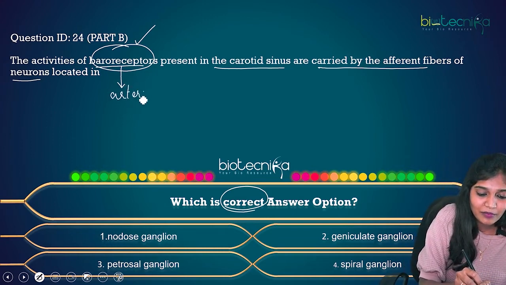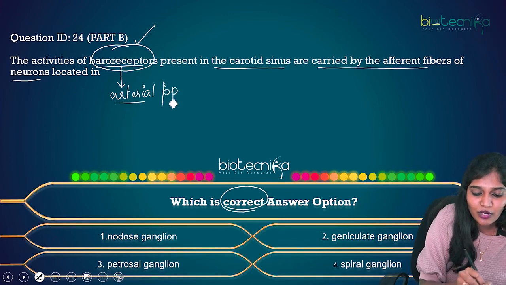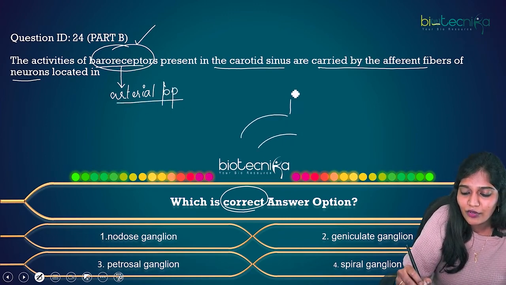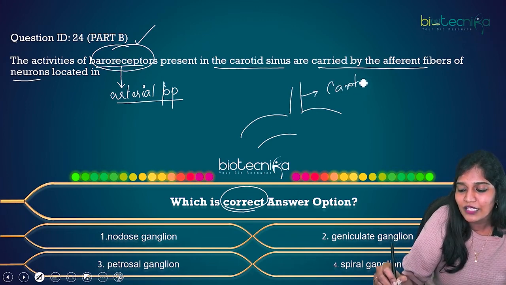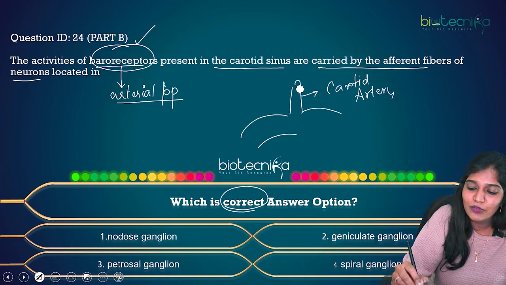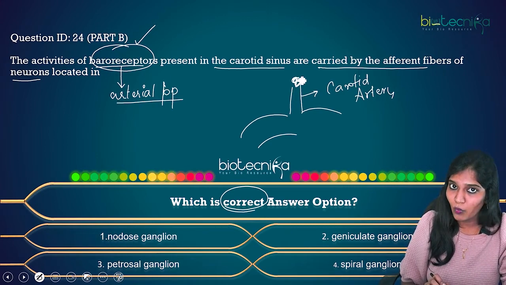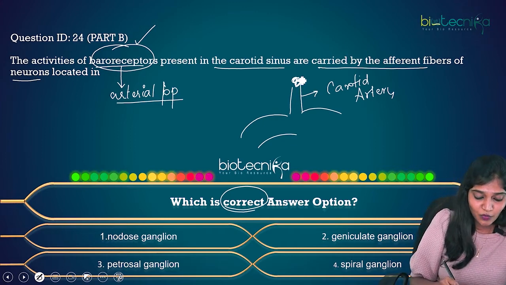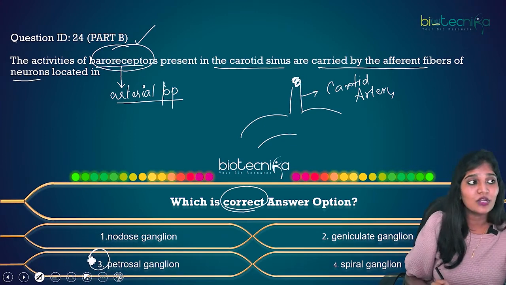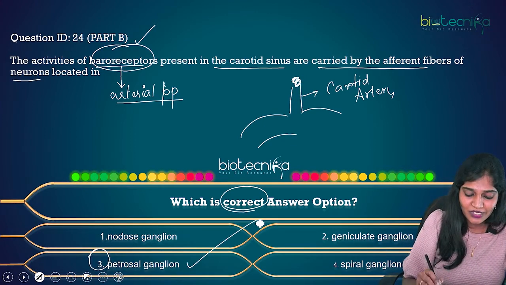Arterial blood pressure, we know that the oxygenated blood comes through the aorta, and the aorta is going to have a subdivision that is the carotid artery. I'll show you the image. In that carotid artery there is the carotid sinus where you can see the baroreceptors. Now, in which location this baroreceptor is present is the question. The correct answer for this question is definitely going to be option number 3, which is petrosal ganglion.